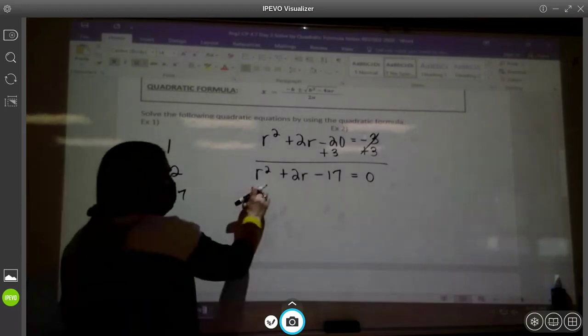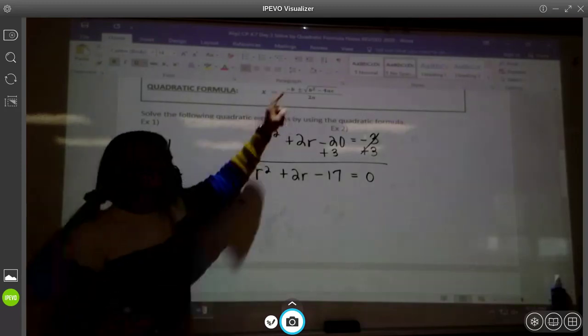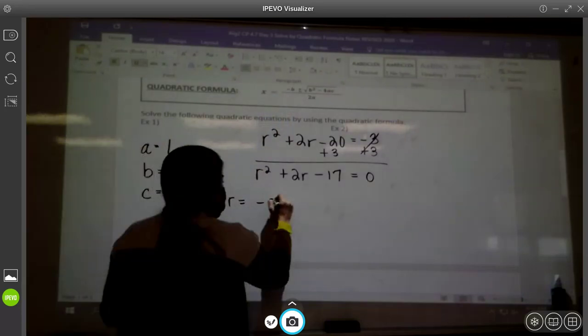All right, let's plug them in. So in this case, we're solving for r. So r will equal the opposite of B. In this case, it's going to be negative 2. If this is 2, the opposite of that is negative 2.